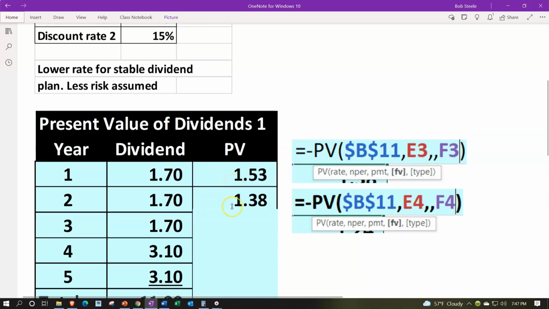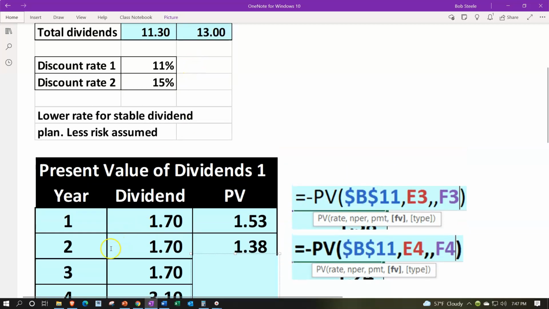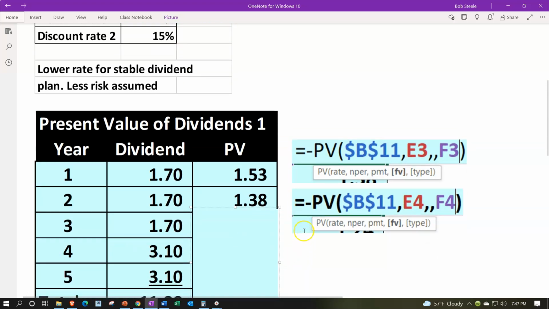So we're bringing back the 170 at the discounted rate of 11% for 1 period or 1 year to get us to 153. If we did the same thing for year 2, 170 discounted back at the 11%, now 2 periods or 2 years, formula looks like this, negative present value of the rate. Notice we have the same cell here. That's the same 11%. That's what the $ signs do. It allows us to copy it down and not move the rate cell. Notice that the cell for the payment did move down from E3 to E4.